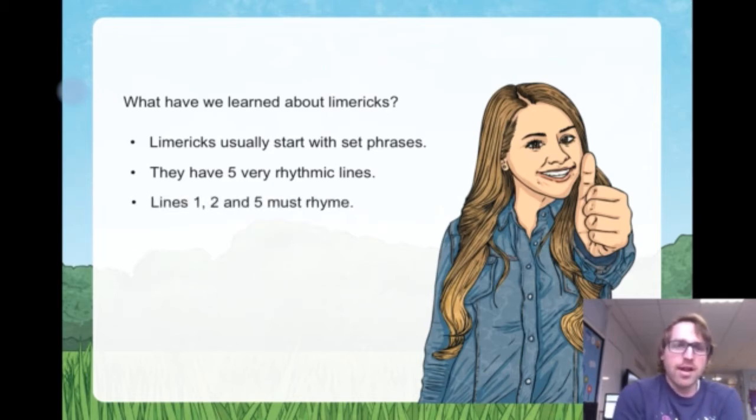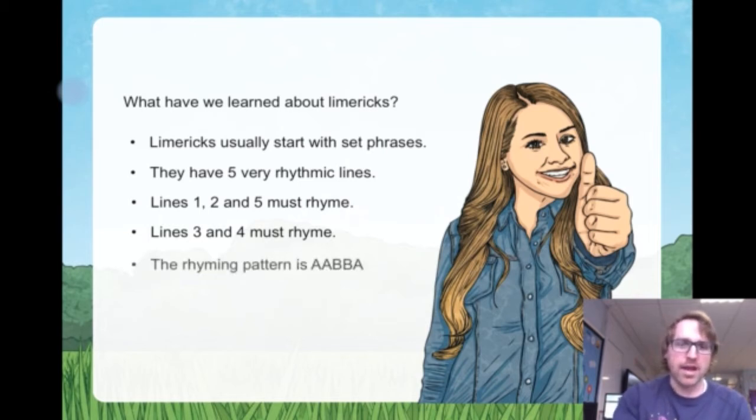Okay, and then you've got lines 1, 2 and 5 must rhyme, and lines 3 and 4 must rhyme. Okay, and so you've got the rhyming pattern of A A B B A. So that last line links back to the first and second lines, the fifth line. And so you need to make sure that they go on 5 separate lines.